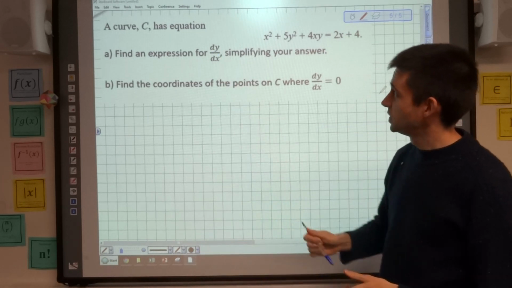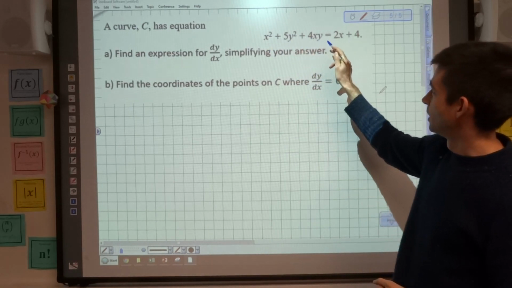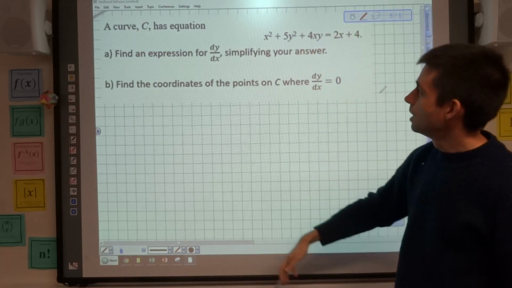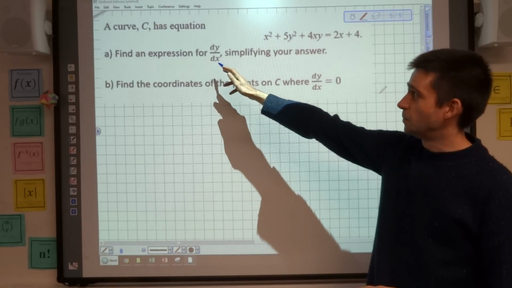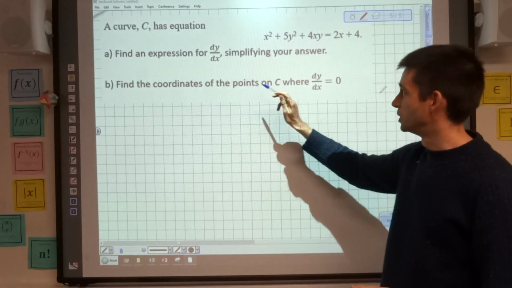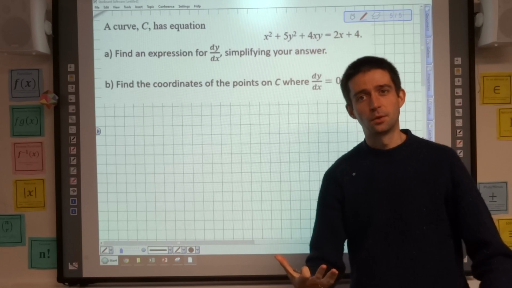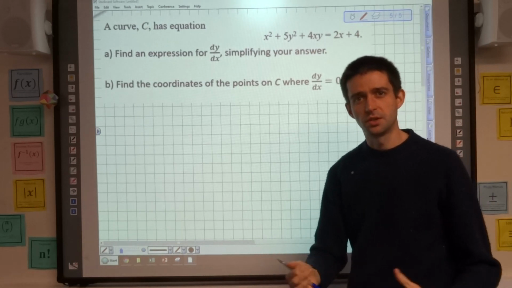So here we have a curve C with equation x squared plus 5y squared plus 4xy equals 2x plus 4. I'm being asked to find an expression for dy/dx, and I'm also being asked in part B to find the coordinates of the points on C where dy/dx equals 0. So the value of the gradient is 0, I'm finding the turning points.